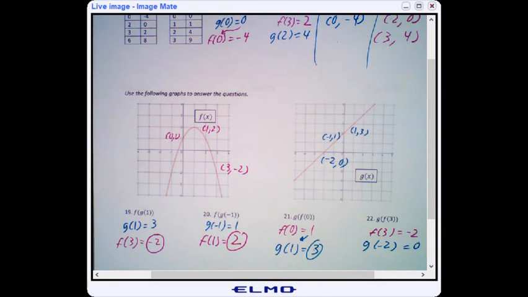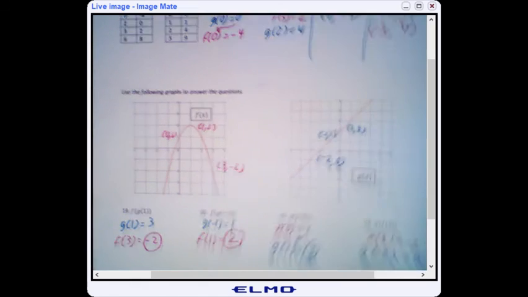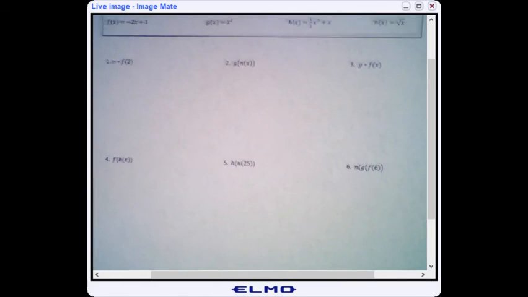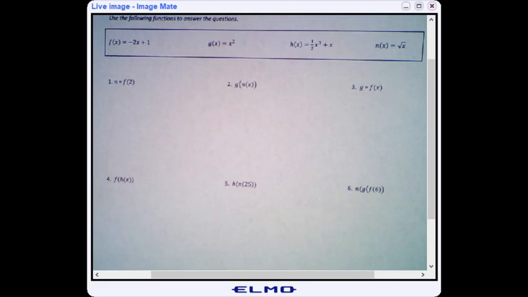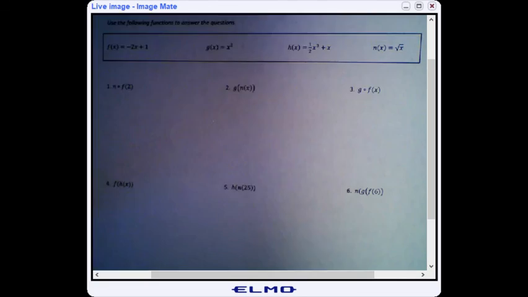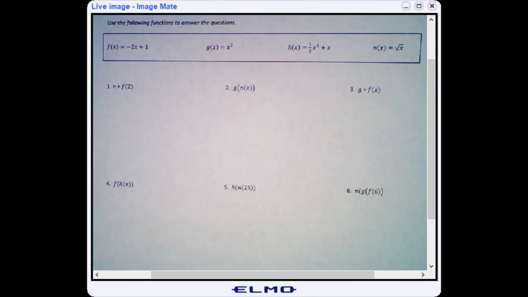Okay, you have a few to try, and then you can check your answers. So I would like you to try these next 6 and check your answers using the key just to make sure you understand it before you try the required classwork.